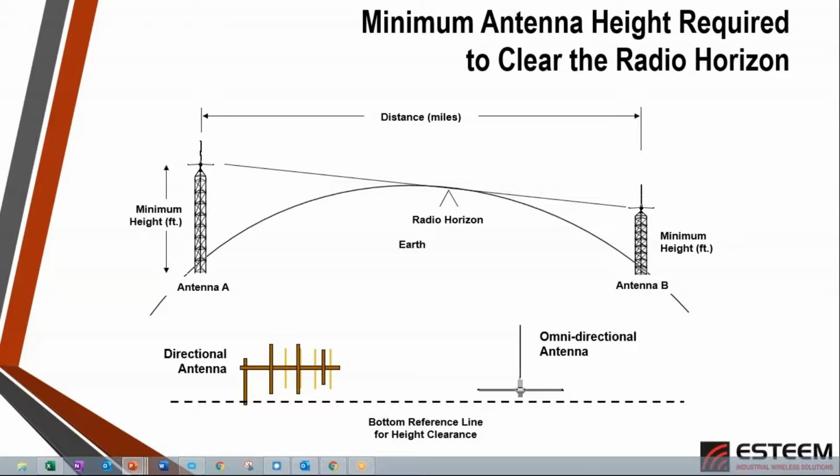So when we're talking about this, the reference line for height clearance is the bottom of the antenna. A directional Yagi type antenna would be what we see here on the left, where we're talking about the longest of those two rods. Same thing here for the base of the omnidirectional antenna. That's what we're going to consider the bottom, not necessarily the bottom of the pole or the mounting structure that they're actually mounted to.